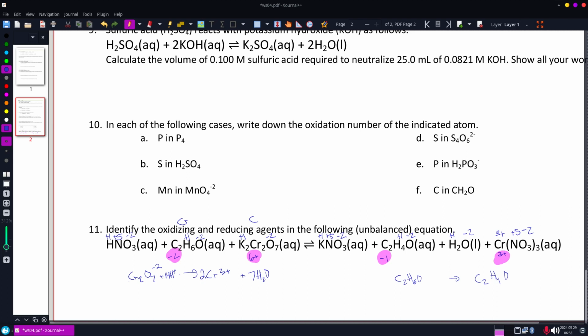Now on the reactant side I have the -2 and the 14 positives, giving me a total of +12. On the product side I have the two chromium 3 pluses, giving me a total of +6. So I need to add 6 electrons over here. Electrons as reactants, that is a reduction, therefore the chromium is the oxidizing agent. Could have answered our question by just doing that half reaction.